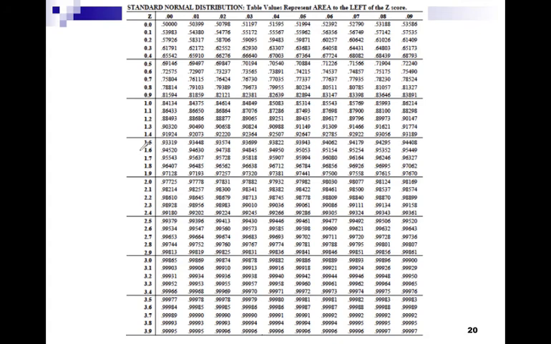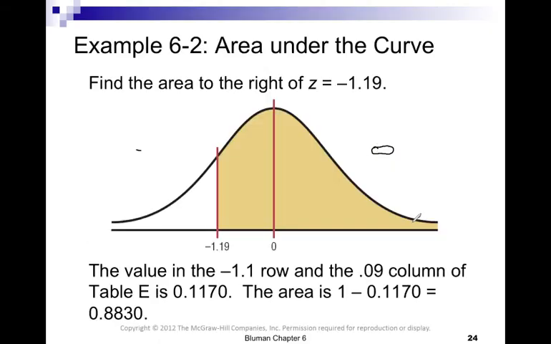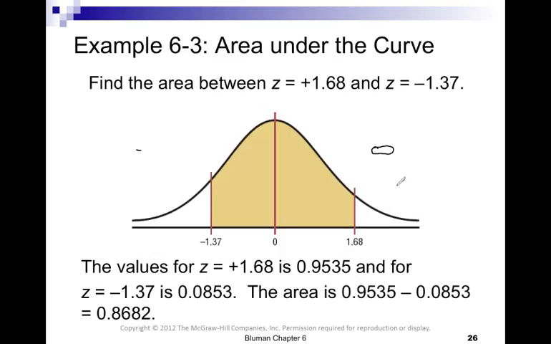So here's 1.6 and here's 8. We're going to go down, and here's 1.68, 0.9535. Okay. So we go forward. And we see then to the left, from here all the way to the end, is 0.9535. That's the area under the curve from here all the way this way.